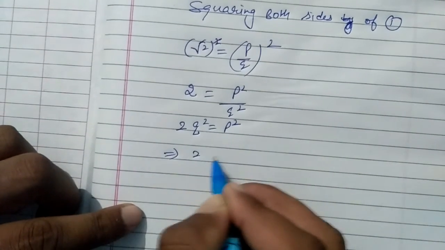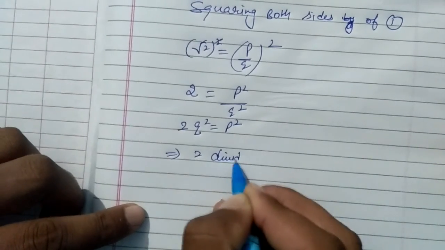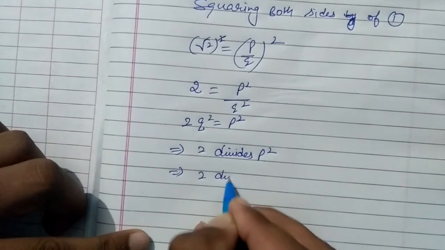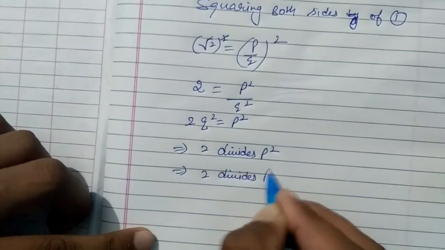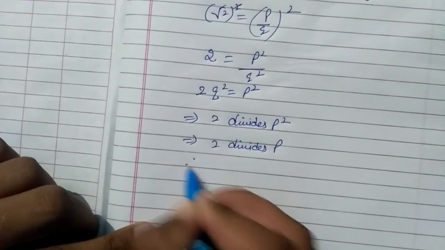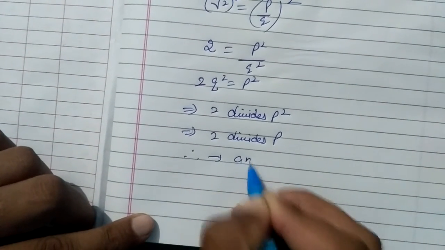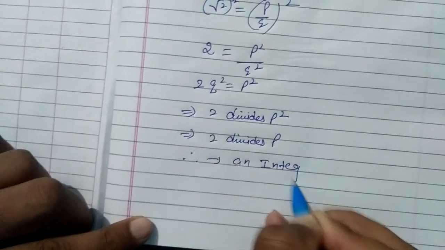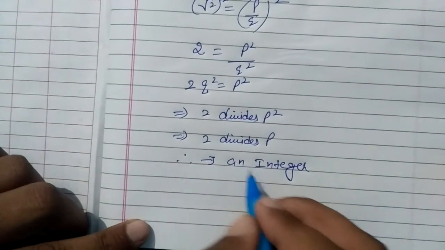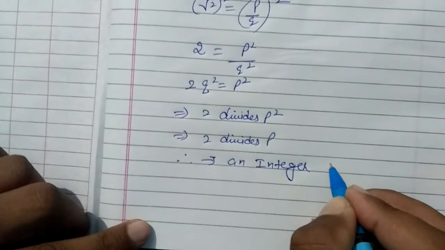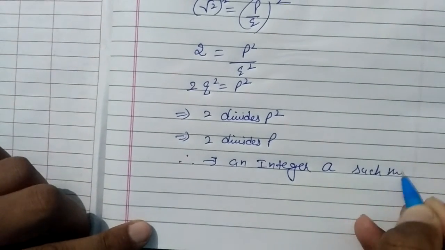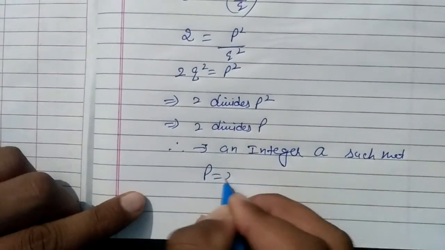This implies that 2 divides p square. This implies 2 divides p. So therefore, there exists an integer a such that p is equal to 2a.